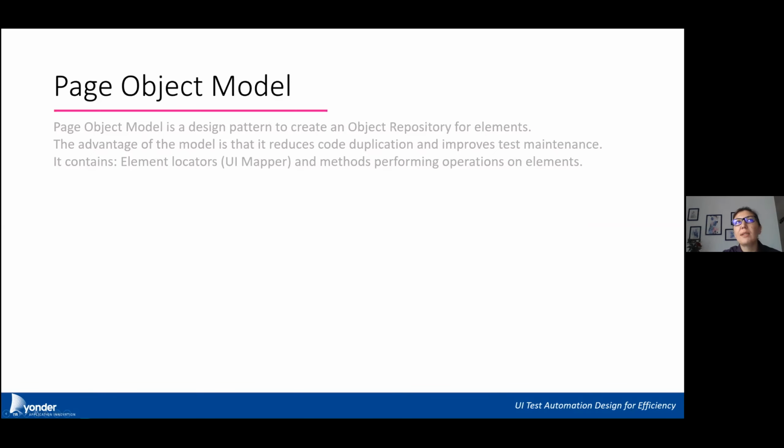The concept is called page object model. Page object model is a design pattern to create object repositories for all the elements that we have in the page. The advantage is that it's going to reduce the code duplication and improve the test maintenance. It contains the element locators, also called sometimes the UI mapper, and the methods that perform operations on those elements. All the methods that are going to use that.